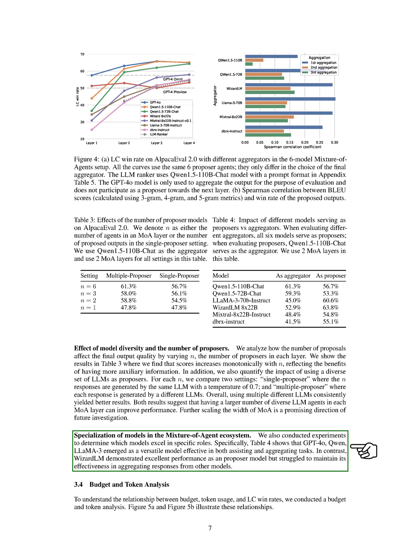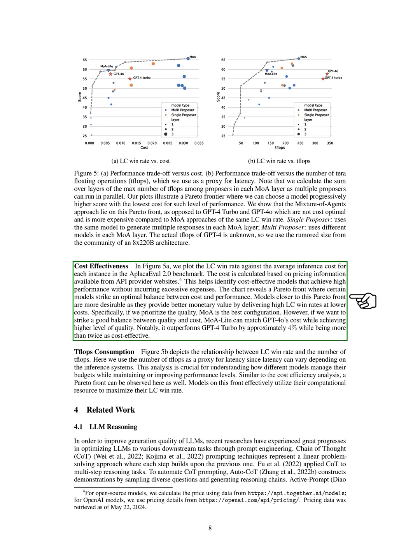To analyze the relationship between budget, token usage, and LC win rates, we conduct a budget and token analysis. By plotting the LC win rate against the average inference cost in the Alpaca Eval 2.0 benchmark, we identify models that strike a balance between cost and performance. Models closer to the Pareto front offer better value by achieving high LC win rates at lower costs. For instance, MOA is optimal for quality, while MOA Lite matches GPT-4o's cost with higher quality and cost effectiveness.